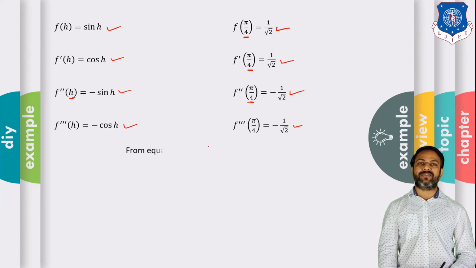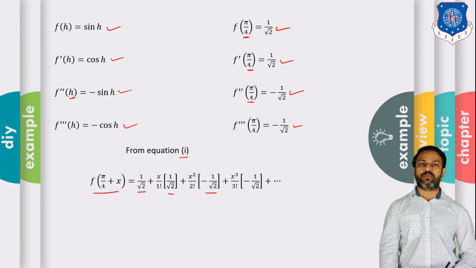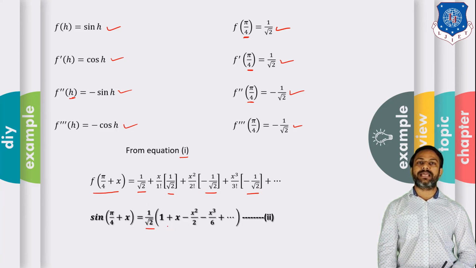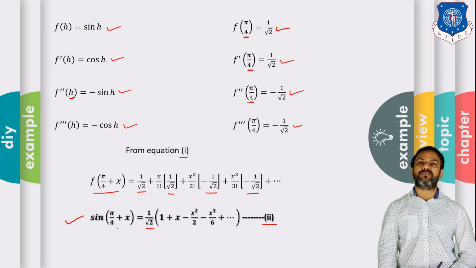Now put all these values in equation 1. So we have this form, f of pi by 4 plus x is equal to 1 by root 2, plus x by 1 factorial 1 by root 2, plus x square by 2 factorial minus 1 by root 2, plus x cube by 3 factorial minus 1 by root 2, and so on. By taking 1 by root 2 common, we have 1 plus x minus x square by 2 minus x cube by 6 plus and so on. Say this equation number 2. So this is the expansion of sine pi by 4 plus x in power of x.